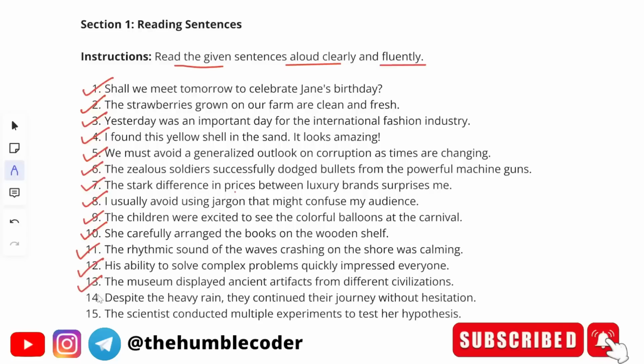Thirteenth, the museum displayed ancient artifacts from different civilizations. Fourteenth, despite the heavy rain, they continued their journey without hesitation. Fifteenth, the scientists conducted multiple experiments to test her hypothesis. So guys, we have read all the 15 sentences.